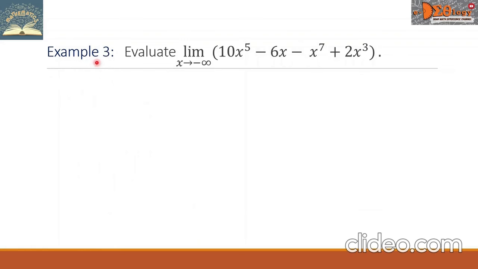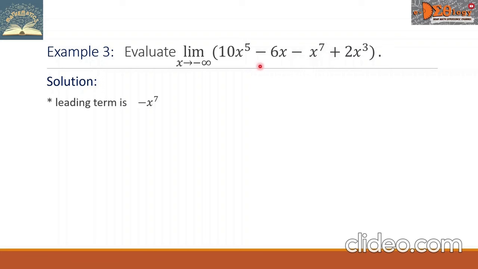Example 3. Evaluate the limit of 10x raised to 5 minus 6x minus x raised to 7 plus 2x cubed as x approaches negative infinity. Let us identify the leading term. The highest exponent is number 7 with the term negative x raised to 7. So this is our leading term.